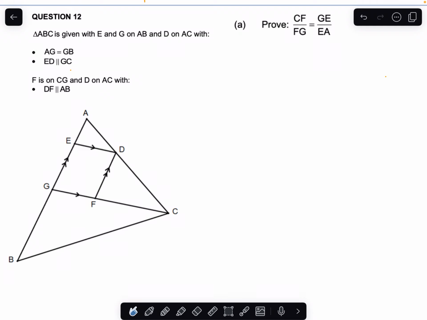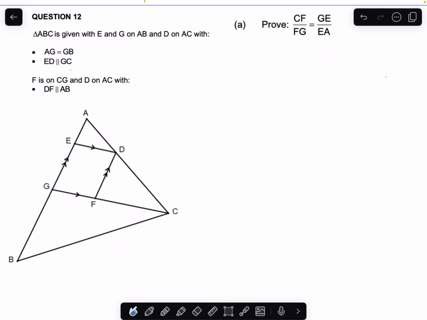I'm having a bit of trauma flashback situations because the last time I did a similarity type question, I went on a very long, arduous tour. So let's see if I can create better memories for myself here.